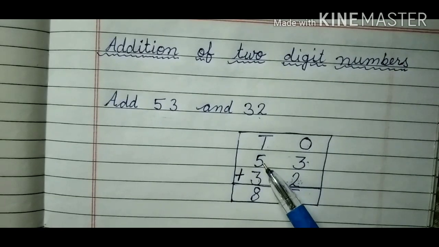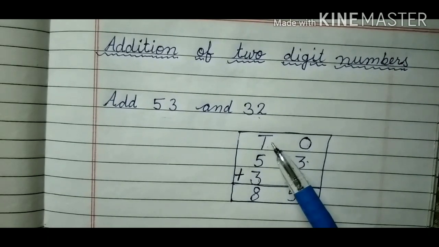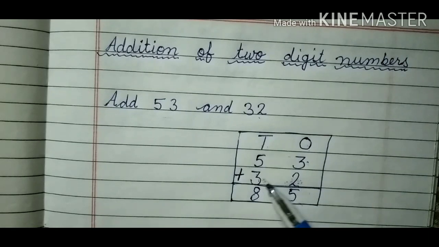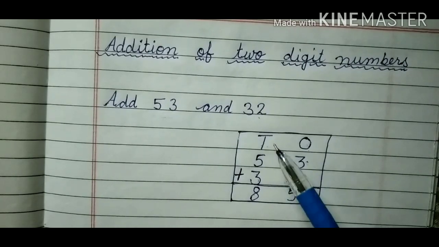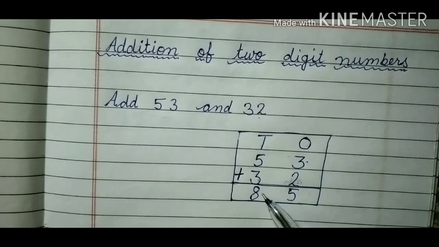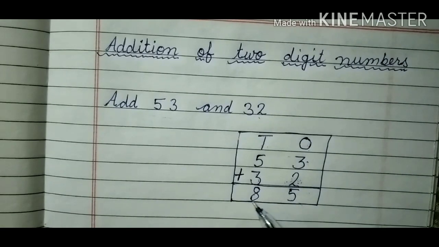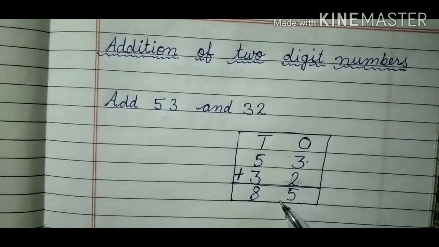Now next is 5 and 3. At the tens place we have 5 and 3. After 5 we count 3 numbers forward: 5, 6, 7, 8. So our answer is 8. We will write 8 below the tens place. Now which number do we get? 85. This is the answer.